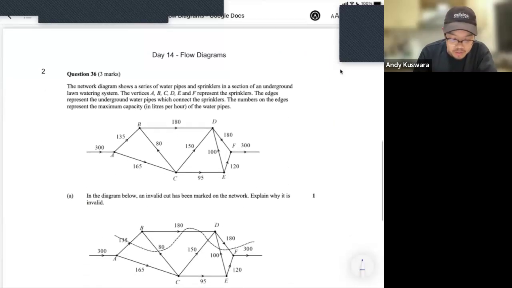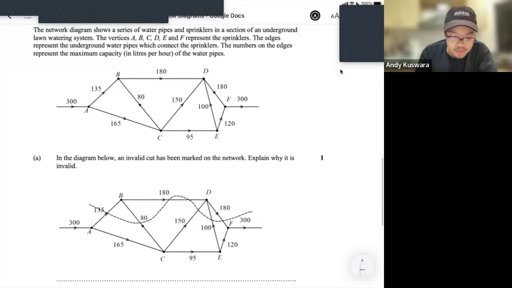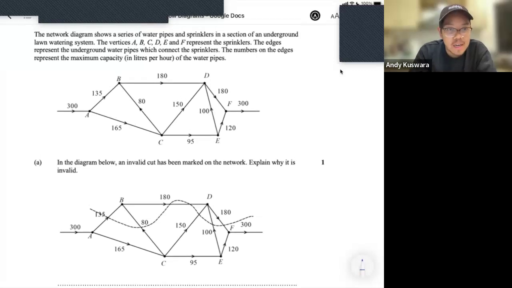For the next question, they get progressively a little bit more difficult. It says the network diagram shows a bunch of water pipes and sprinklers. The letters represent the sprinklers and the edges represent the water pipes, and it's all labeled here. It says in the diagram below, an invalid cut has been marked on the network. Explain why it is invalid.